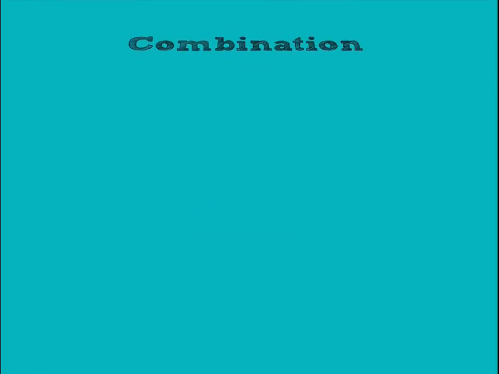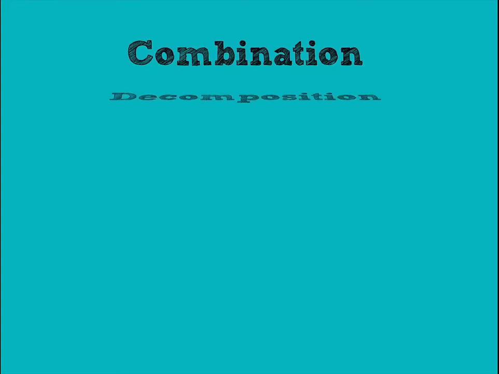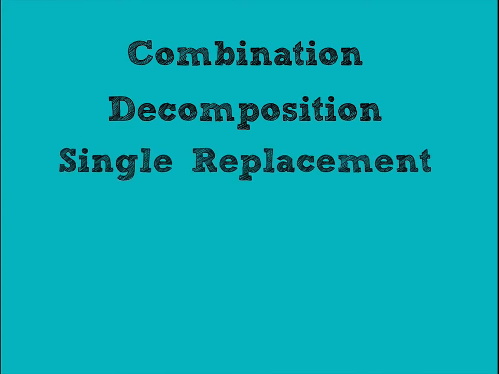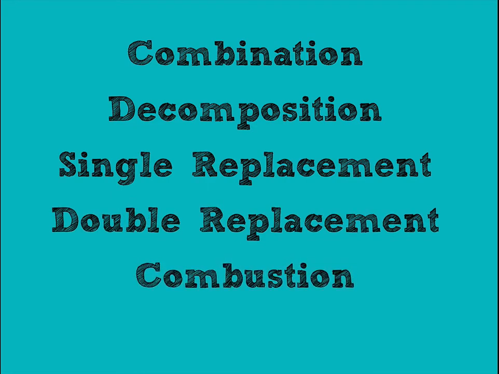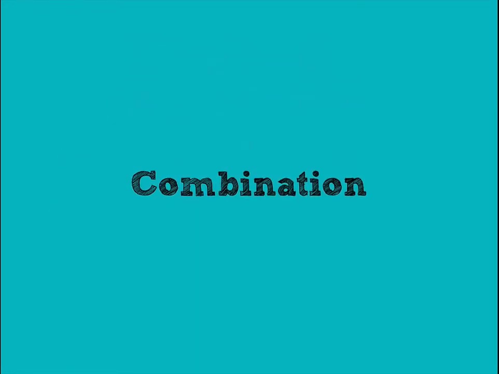There are 5 basic types of reactions: combination, also known as synthesis, decomposition, single replacement, double replacement, and combustion. Each of these types of reactions have key elements that separate them from one another and make them unique. Let's start with combination reactions. Like the word implies, chemicals will combine into some larger chemical.